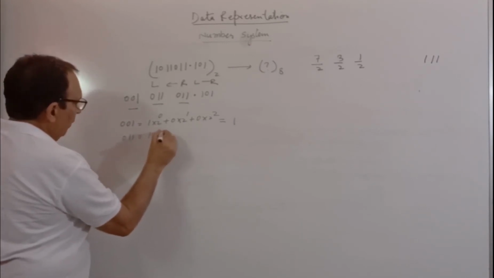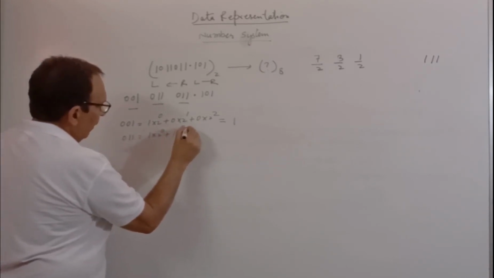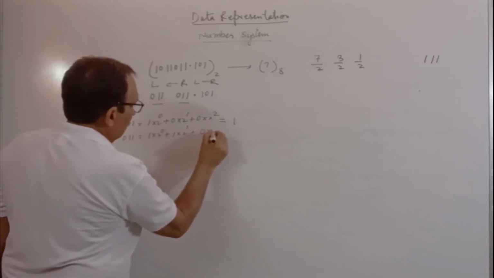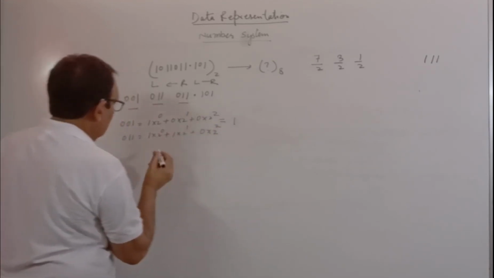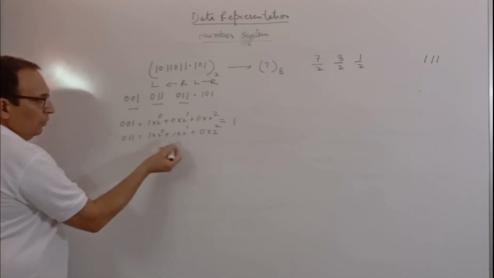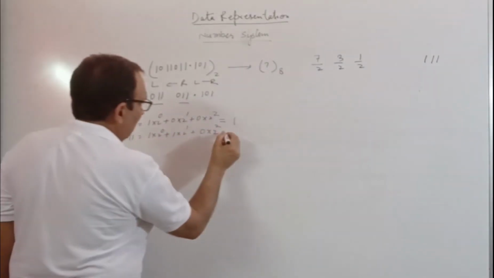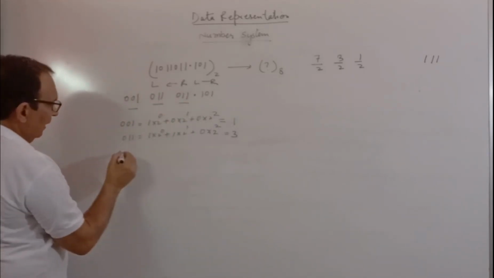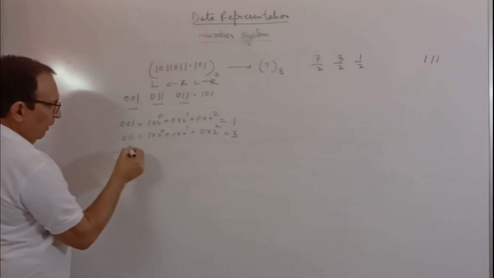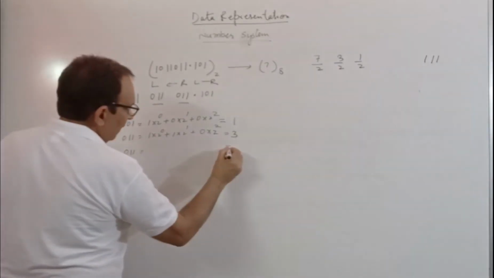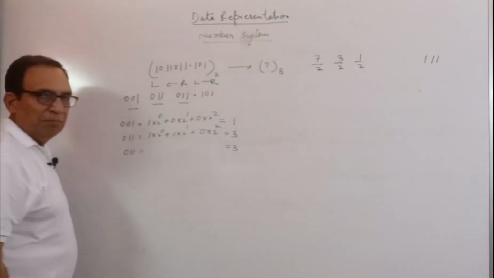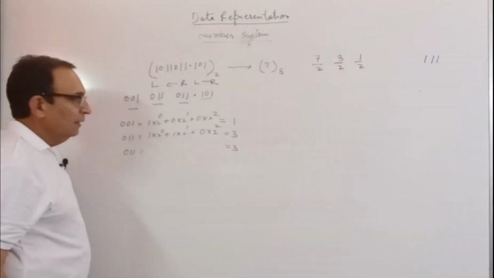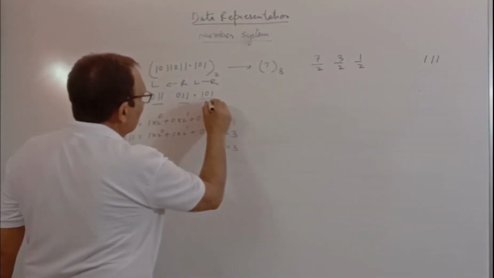Let us see 011. 1 into 2 raised to power 0, 1 into 2 raised to power 1 and 0 into 2 raised to power 2. So this is 2, this is 1, all together they are 3. See the next 011. This is similar to this one, so it is coming 3. See this part after the decimal.